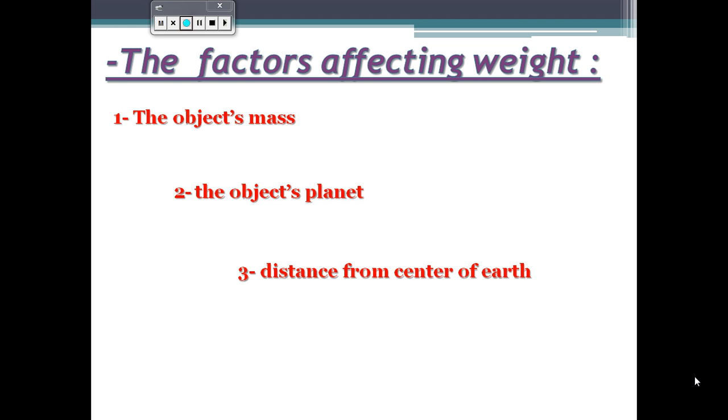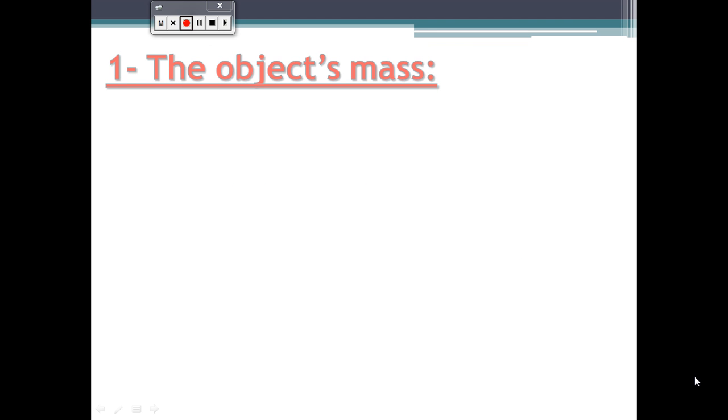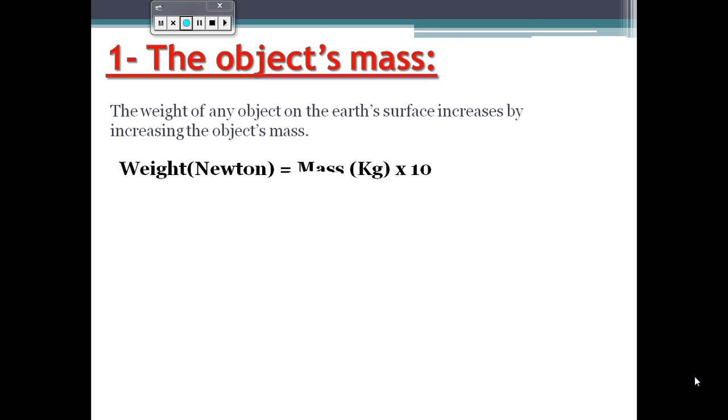Number 1, object's mass. When the mass of the body increases, the gravitational force that attracts the body increases, and the weight will increase. Again, when the mass of the body increases, it needs more force to attract it to the center of the earth, right? So the gravitational force will increase and the weight will increase.